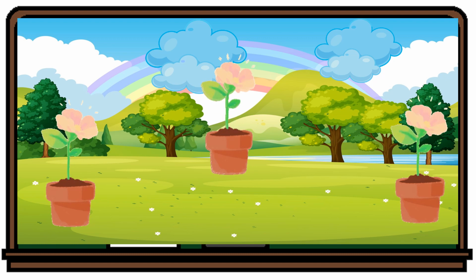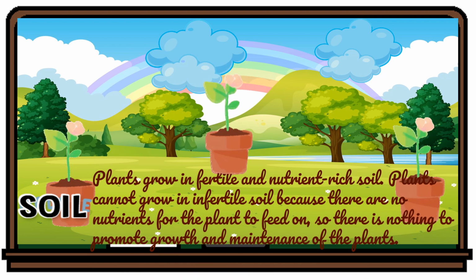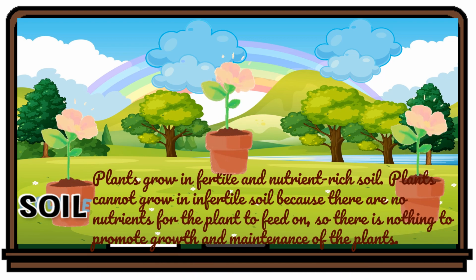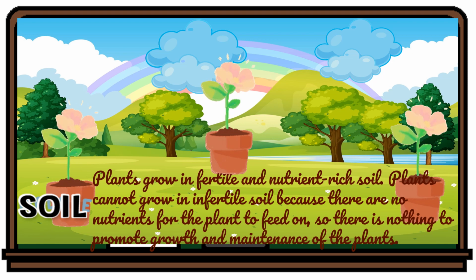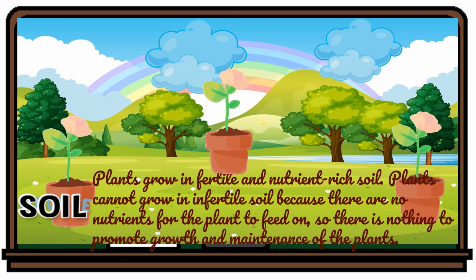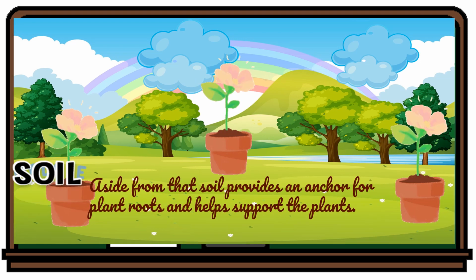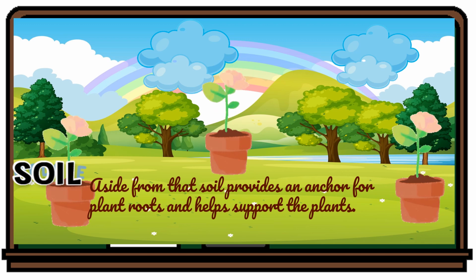Plants need soil. Plants grow in fertile and nutrient-rich soil. Plants cannot grow in infertile soil because there are no nutrients for the plants to feed on, so there is nothing to promote growth and maintenance of the plants. Aside from that, soil provides an anchor for plant roots and helps support the plants.